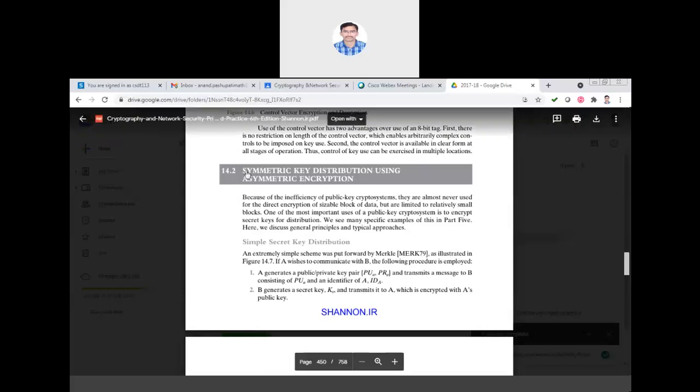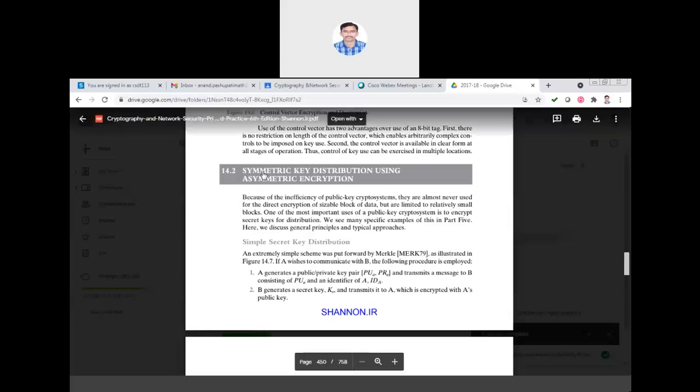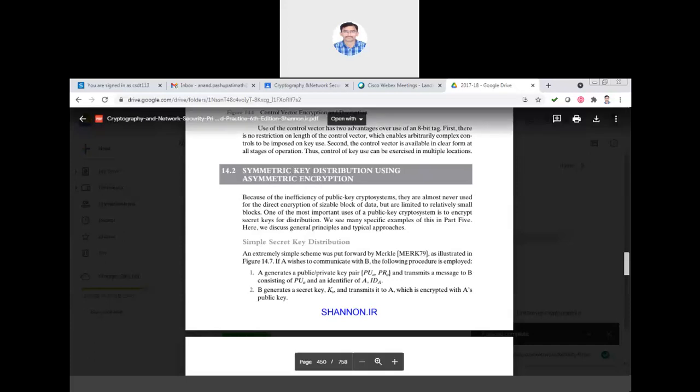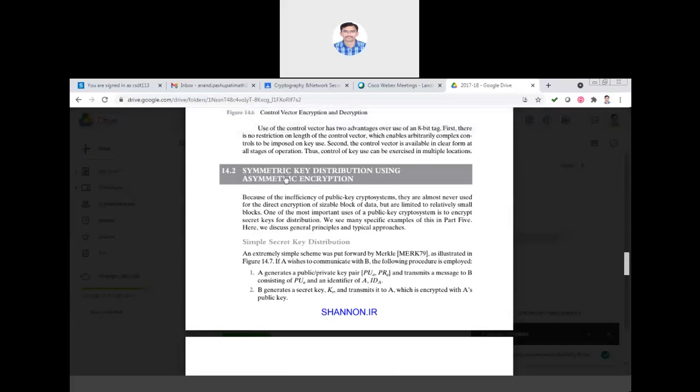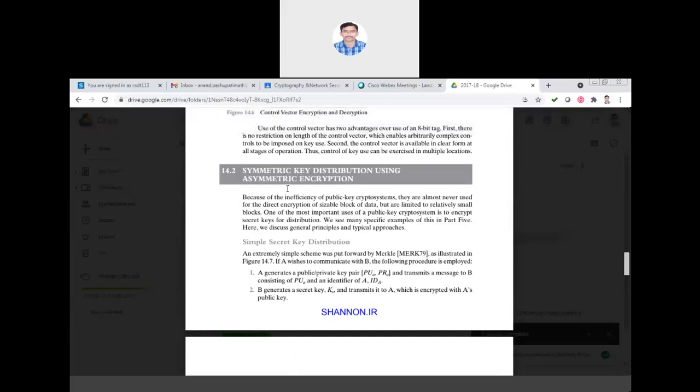Let us try to understand the title first. Symmetric key distribution using asymmetric encryption. It means we try to distribute one key. That one key you can call in many ways. You can call it a private key, a shared key, or a secret key. You can call that in many ways. Symmetric key distribution using asymmetric encryption means we are trying to distribute that private key using the two-key technique, using private and public key encryption. I hope you are clear with the title now.